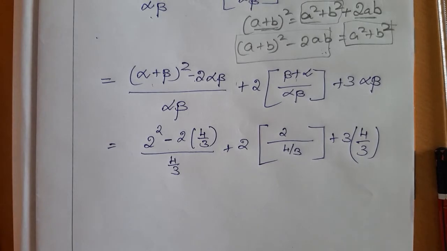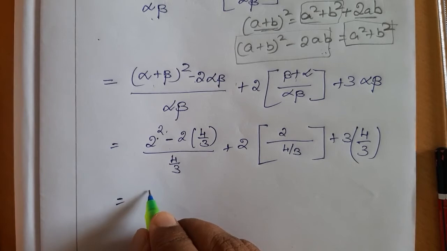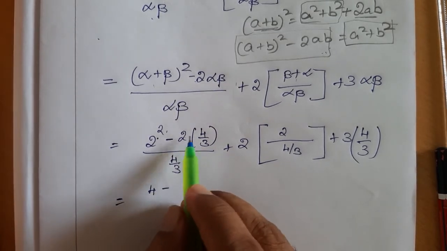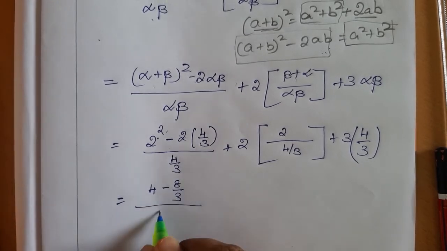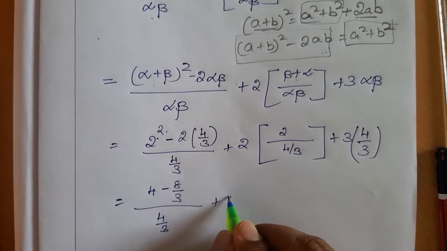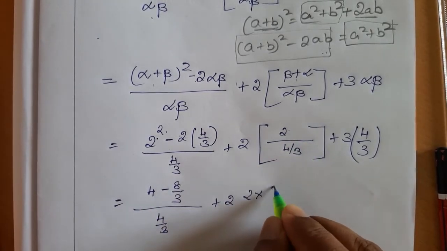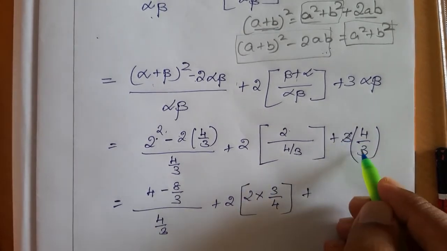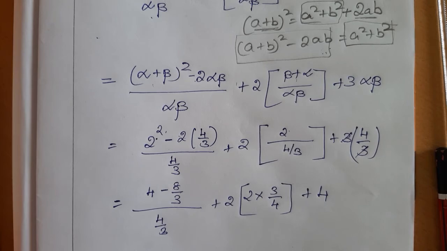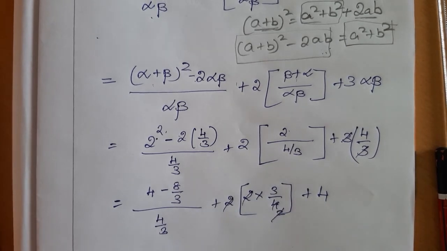Now we will simplify. That's it. We will get an answer. So 2 square is 4, right? 4 minus 4 2s is 8, so 8 by 3, the whole divided by 4 by 3, plus 2 into, we can rewrite this as the reciprocal, 2 into 3 by 4, right? Plus here the 3 and 3 get cancelled, 4. Clear? Here the 4 also, 1 times, 2 times, again the 2 and 2 get cancelled, we will get 3.